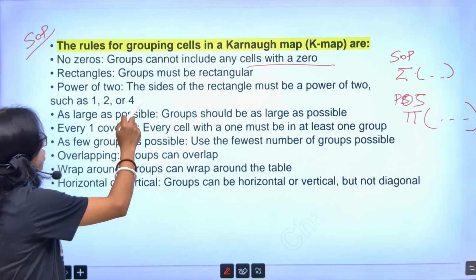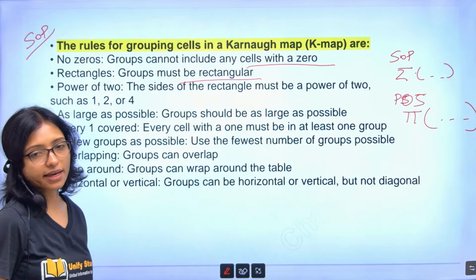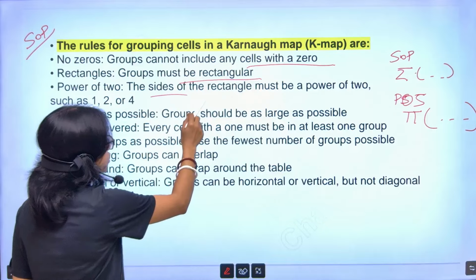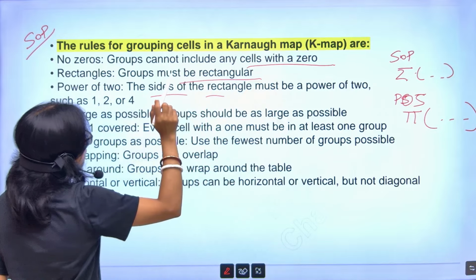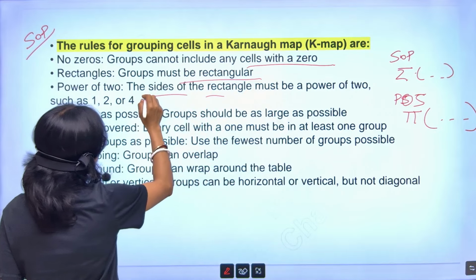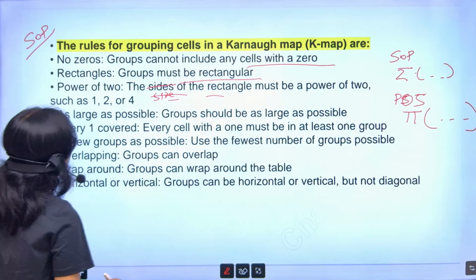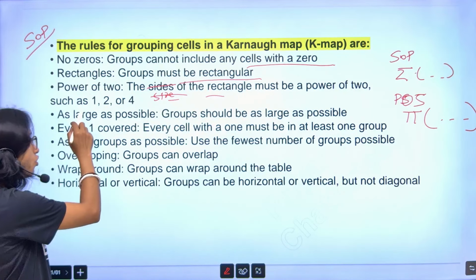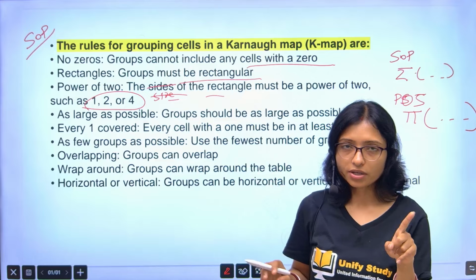Now groups must be rectangular, it is not circular or triangle, it is always rectangle shape. And the size of the rectangle must be a power of 2. This is size, not sides. This is very important, meaning how many 1s you are able to make in the group. Either 2 to the power 0, 2 to the power 1, 2 to the power 2, 2 to the power 3, 2 to the power 4.